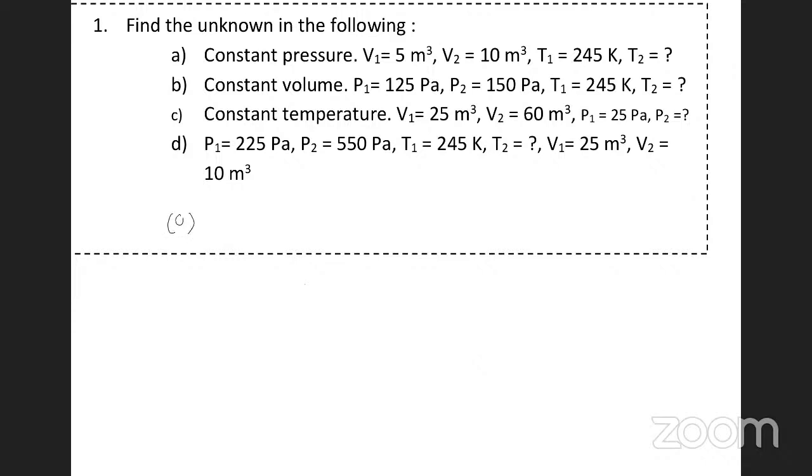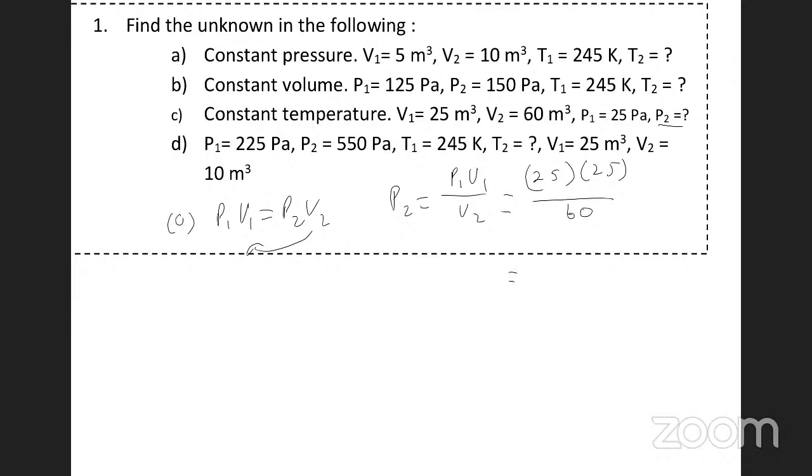C, constant temperature. So we're using Boyle's law. I want to make P2 the subject, so I'm carrying across V2. And I will get P2 is equal to P1 V1 over V2. Okay? P1 V1 is what? 25 by, P1 is 25 as well, all over V2, which is 60. Somebody got 10.42? Yeah? Pascals.